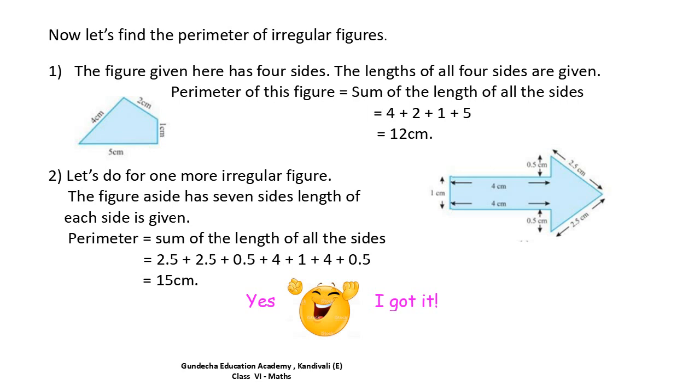Similarly, look into this second irregular figure. All the lengths are given. To find the perimeter, we will add the length of all the sides, and after adding all the sides together, the perimeter comes to 15 centimeter.